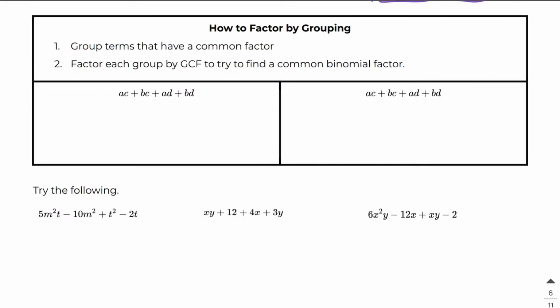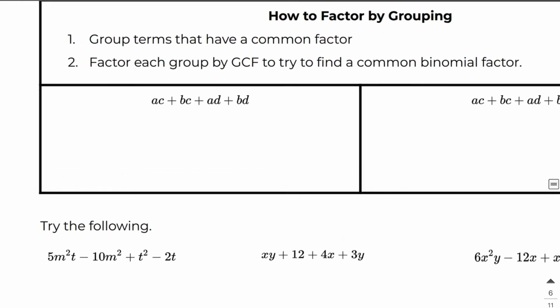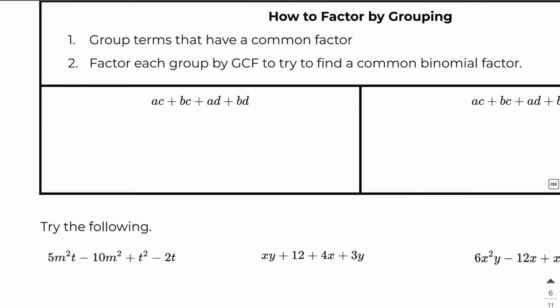Okay, so how to factor by grouping. Step one says to group terms that have a common factor. So I'll show you what that means in this first example. If you notice the AC and the BC, I'm going to group these two terms together because they have a C in common. And then I'm also going to group the AD and the BD together because these two have a D in common.